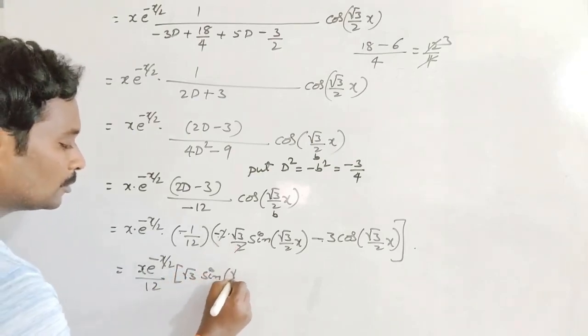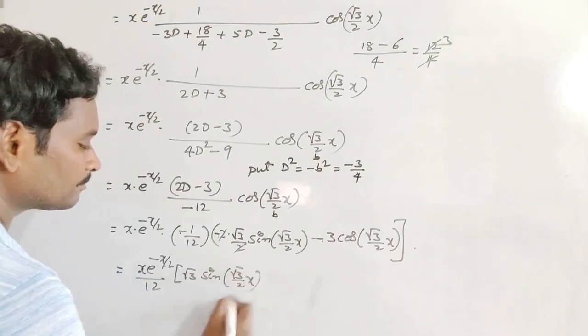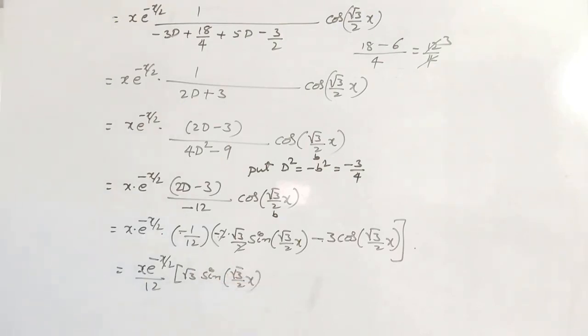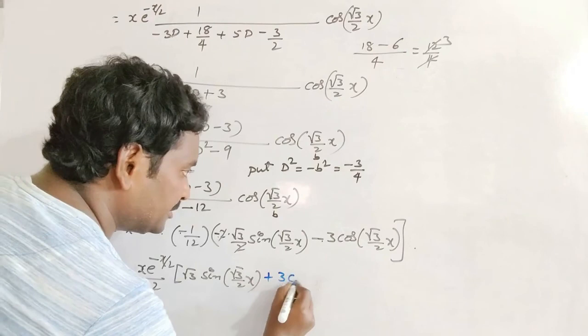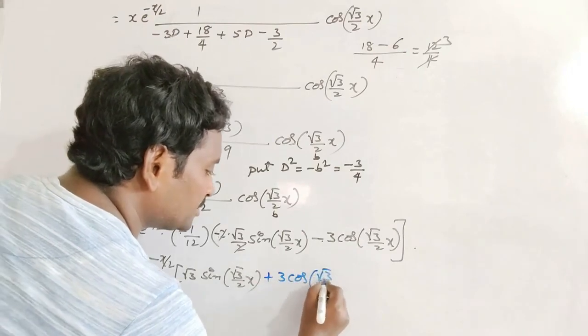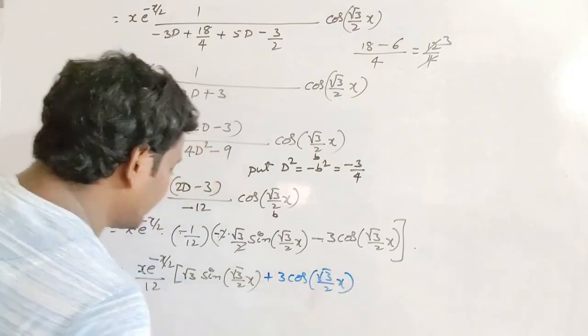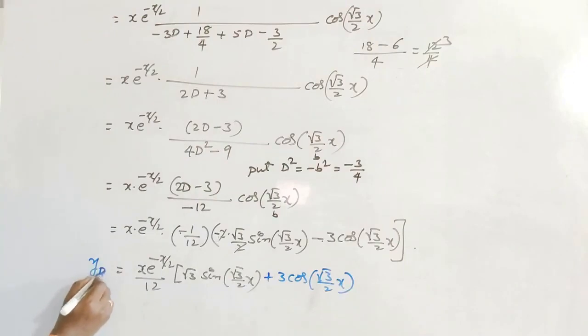sine of root 3 by 2 x plus 3 into cos of root 3 by 2 x. Okay, this is the simplification of yp.